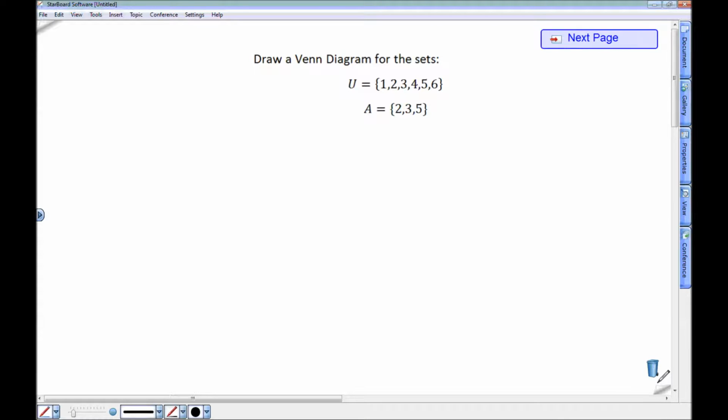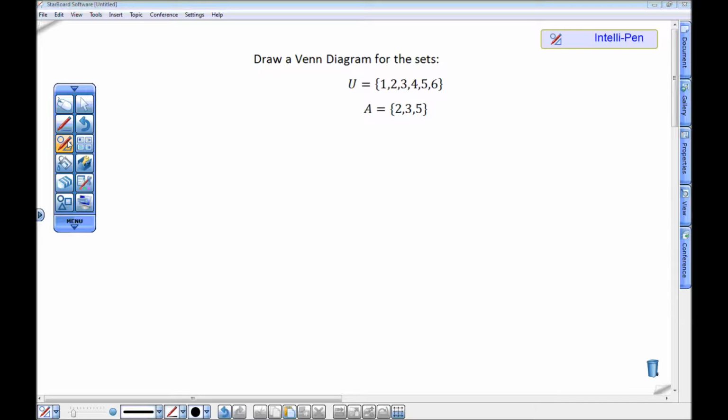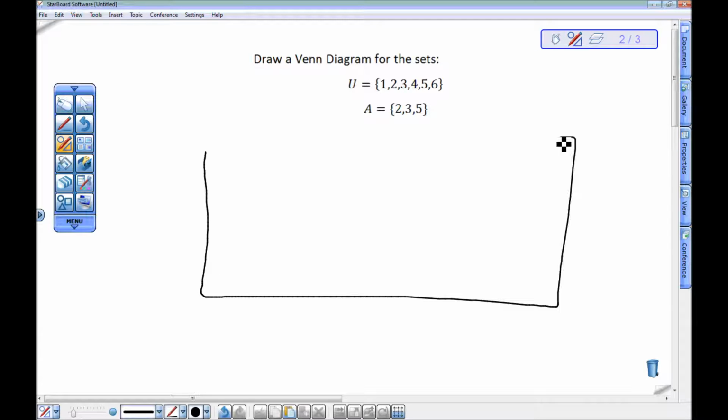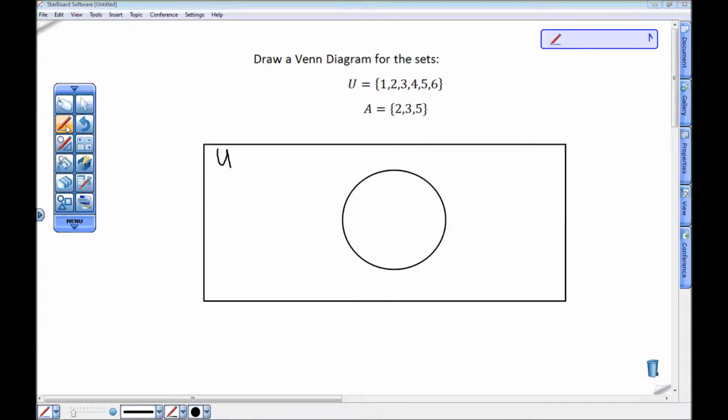I also want to talk about Venn diagrams because they're really helpful in this area. So I want to draw a Venn diagram for these sets. I've got a universal set, and then I have my set A. Okay, so here's my universal set. And then inside of here, what I'm going to do is draw a circle. Okay, and this is my set A. And now what I do is I put all of the elements in the universal set somewhere in this rectangle. So this rectangle is representing my universal set, all the things that should be in there.